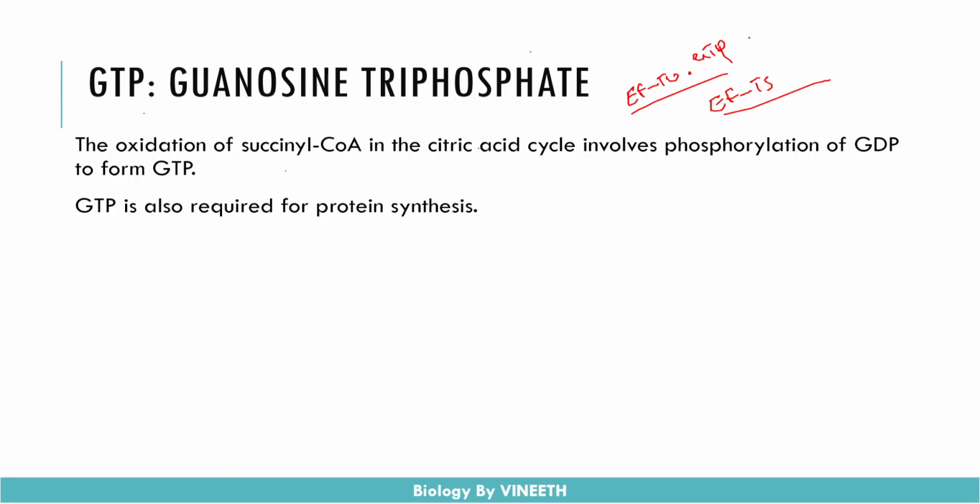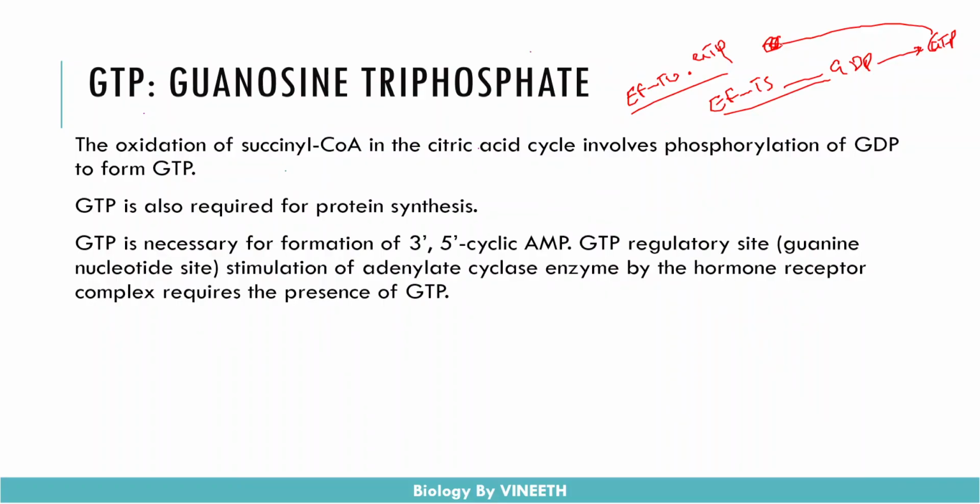For this requirement, EF-Tu utilizes one GTP molecule and takes the charged amino acid and places this charged amino acid onto the site of peptidyl transferase activity, and helps promote the peptide synthesis process. While the elongation factor Ts regenerates the formed GDP into GTP, and again the GTP is utilized by EF-Tu for the translocation process. So that is how GTP is involved in protein synthesis by the ribosomes.